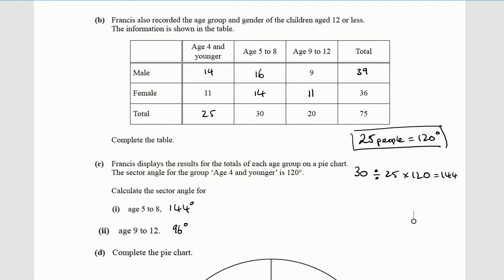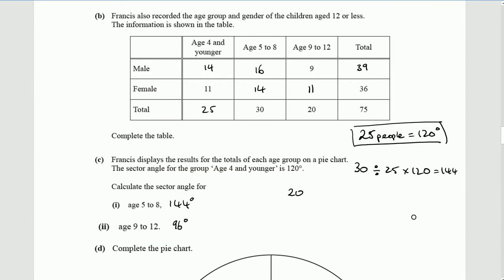But just to demonstrate the conversion principle again, let's try it out. I've got 20 people aged 9 to 12. To get away from the people number, I have to divide by 25. And to turn it into an angle, I've got to times by the angle number, 120. If you do this on your calculator, you're going to come up with exactly the same answer. So we do 20 divided by 25 times 120, and we get 96.